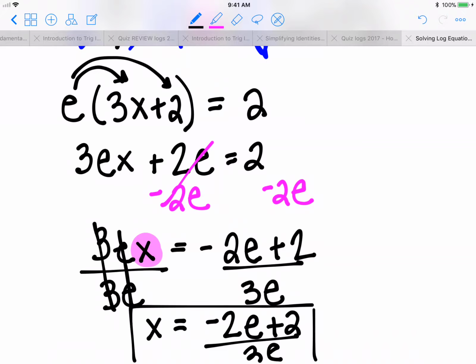And so that's how working with ln's and e's might not be as easy as our log, because they kind of give us these funny looking answers.